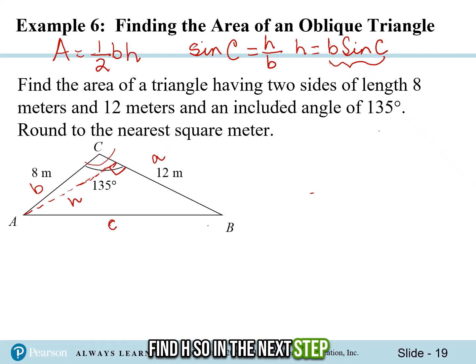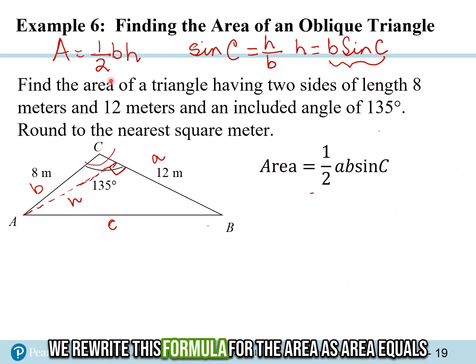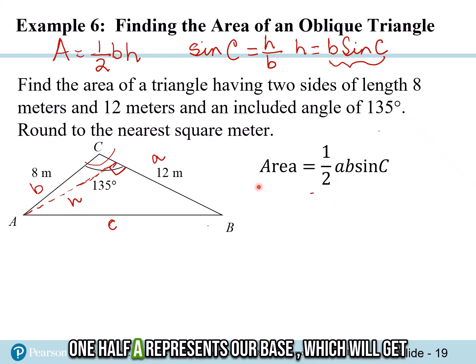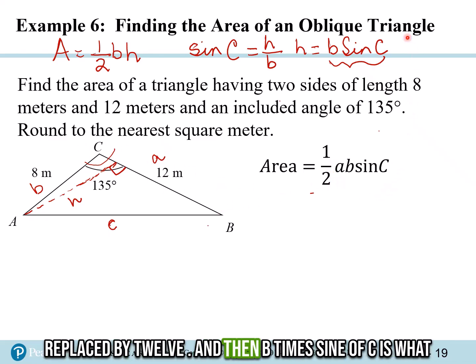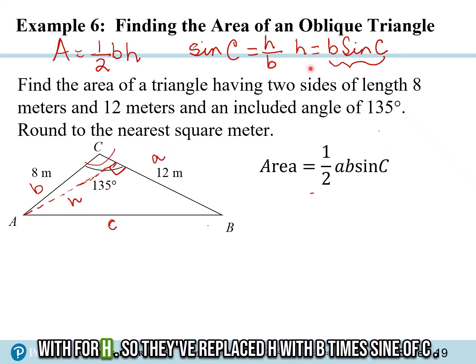So in the next step, we rewrite this formula for the area as area equals 1/2. a represents our base, which will get replaced by 12, and then b times sine of c is what we came up with for h. So they've replaced h with b times sine of c.